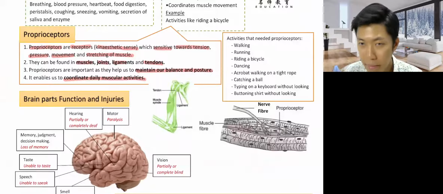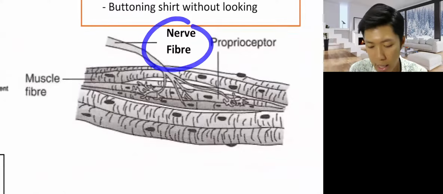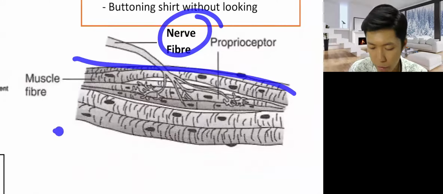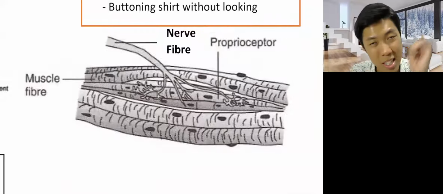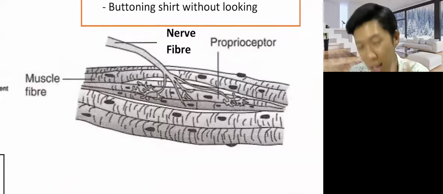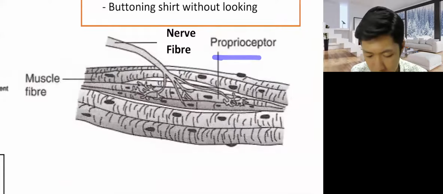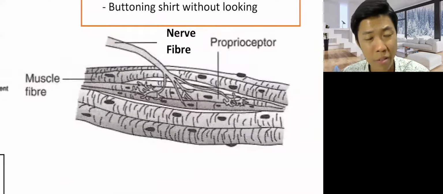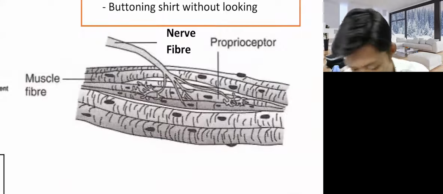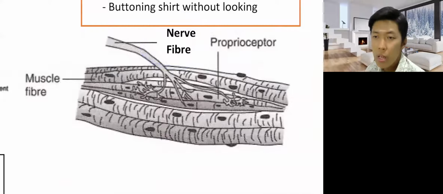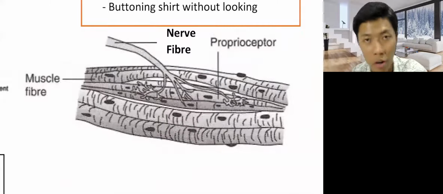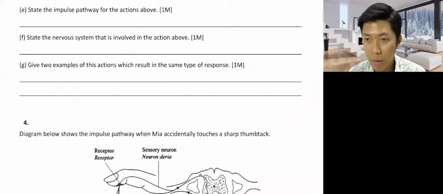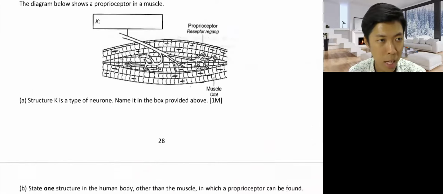Okay, again, labeling. Lastly, this thing here is called nerve fiber. Nerve fiber is actually your sensory neuron. Because the proprioceptor, remember everyone, is a receptor. So the first thing after the receptor is also called nerve fiber. I also call it nerve fiber, sensory neuron. Same thing. All right, everyone, let's roll to page 28.